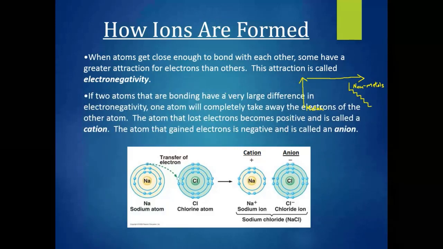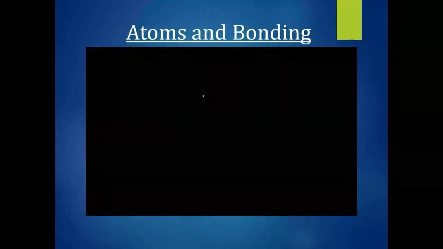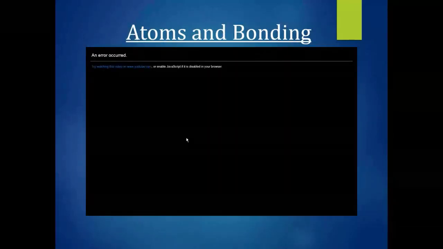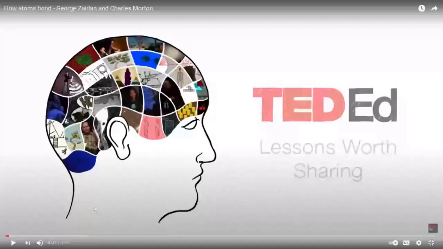Now, if two atoms have a very large difference in electronegativity, like one is a nonmetal, the other is a metal, then the atom that has a much greater electronegativity will completely take away the electron from the atom that has less electronegativity. And obviously that causes the atom that loses electrons to be positive, and we call positive ions cations, and atoms that gain electrons are called anions. So there's a really cool video I want to show you.